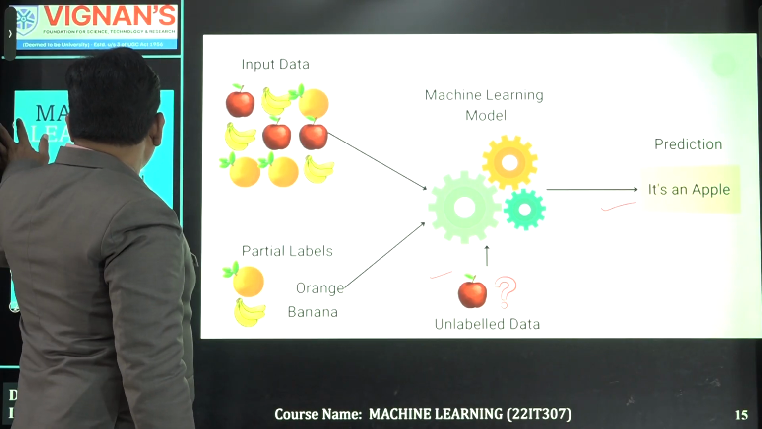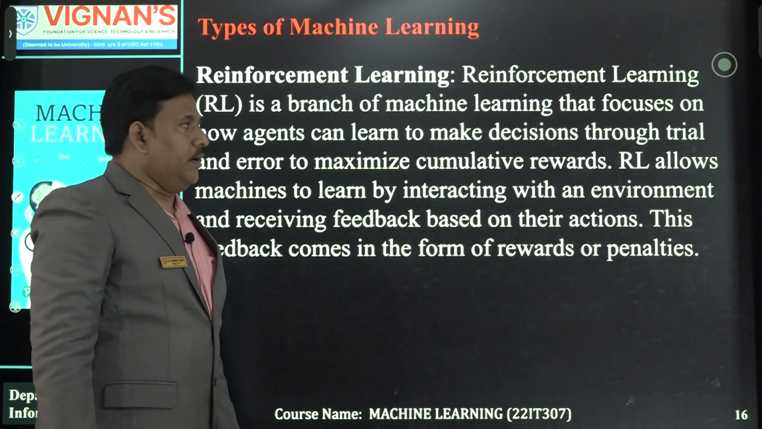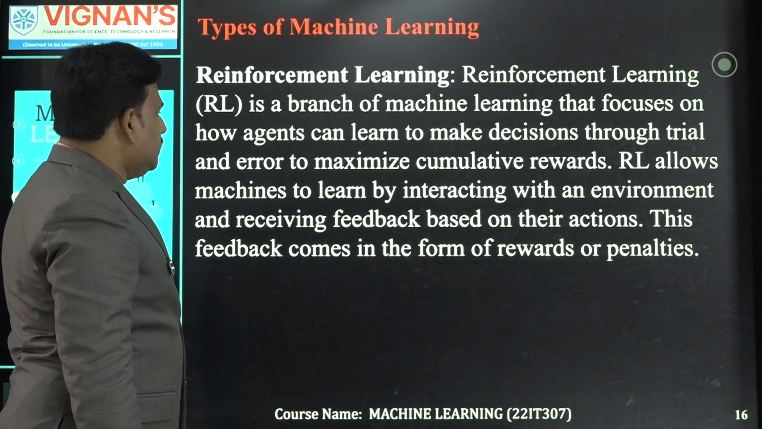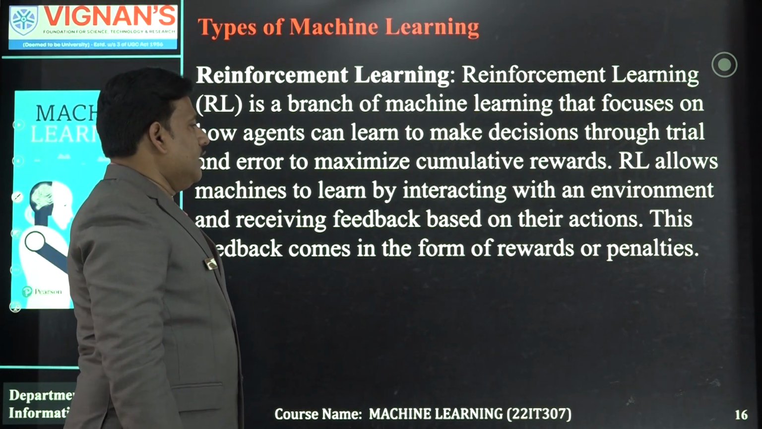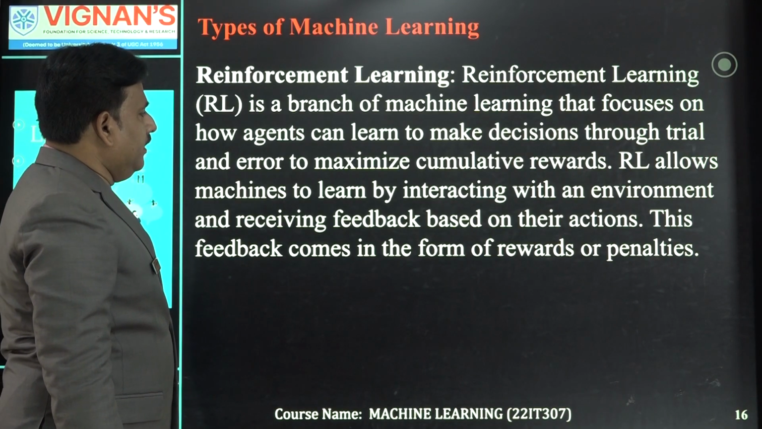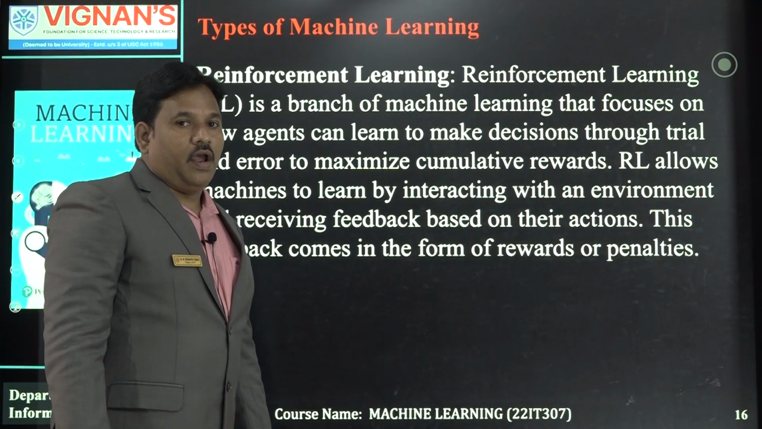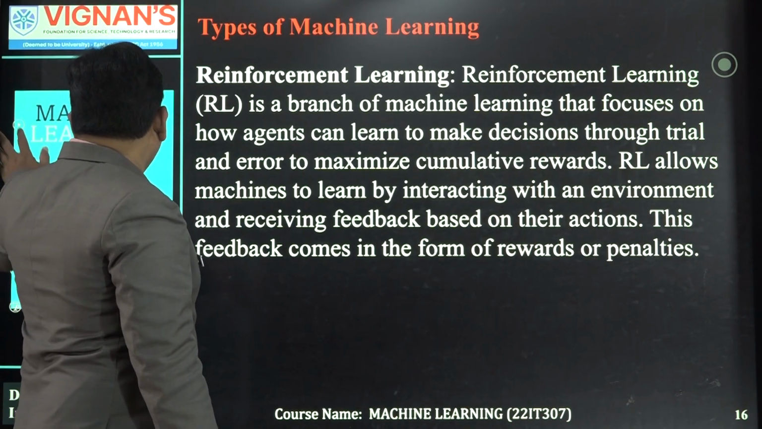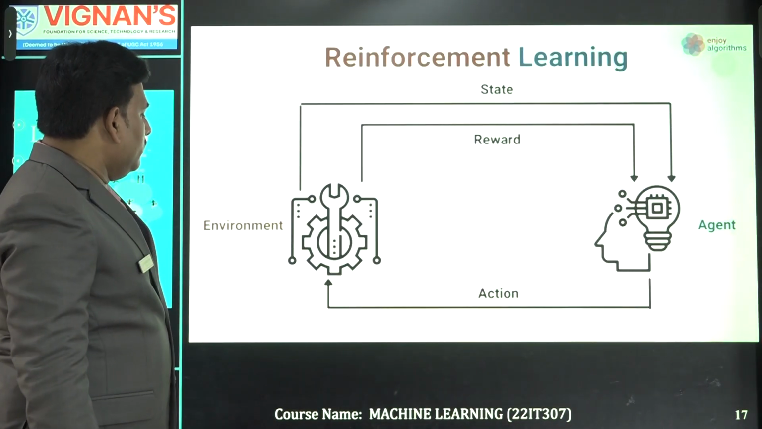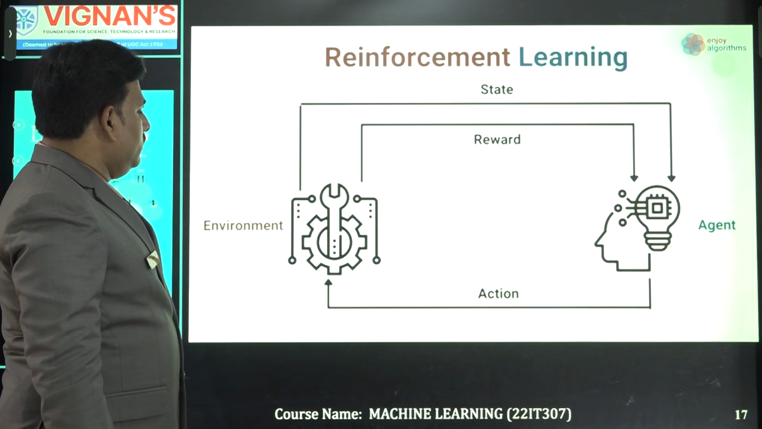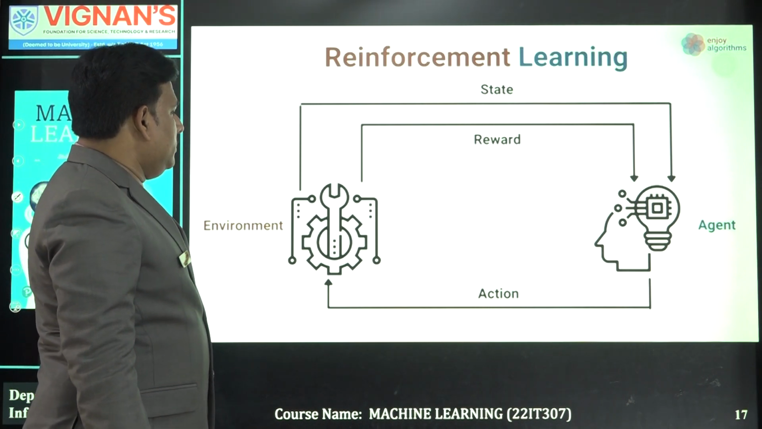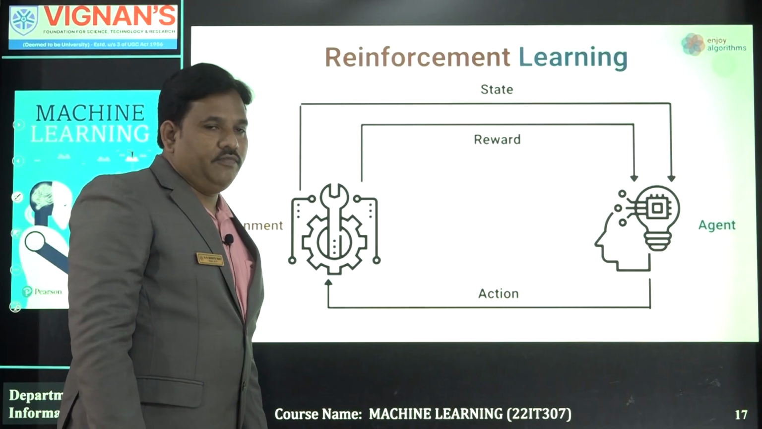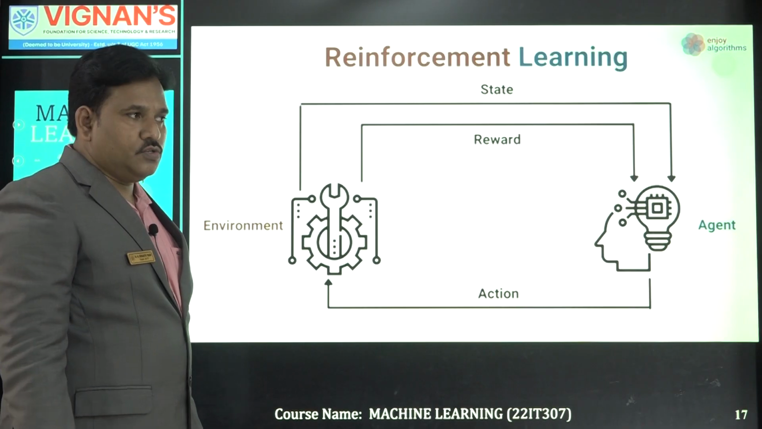Okay. Let's move to the fourth category, reinforcement learning. Reinforcement learning is a branch of machine learning which focuses on how agents can learn to make decisions through trial and error and to maximize the cumulative rewards. It allows the machine to learn by interacting with an environment and receiving feedback based on its actions. That means whatever output has been generated, based on the feedback the machine can train and adjust its knowledge. So in reinforcement learning, the environment is fed to the agent. The agent is going to predict by applying an action, and once it has predicted properly, the agent is going to be rewarded. If it was not predicted properly, the feedback will be taken and retraining is going to be applied on the data.